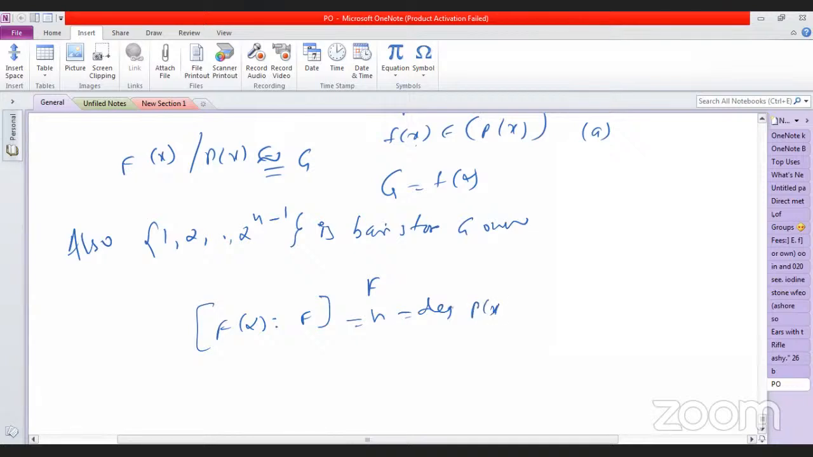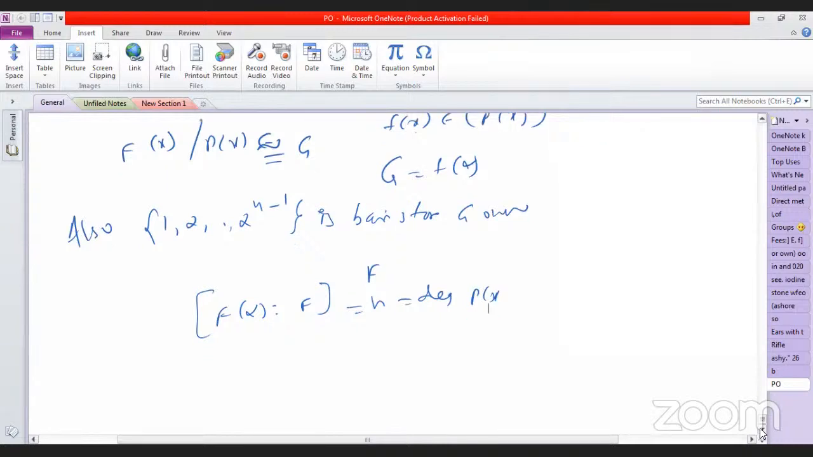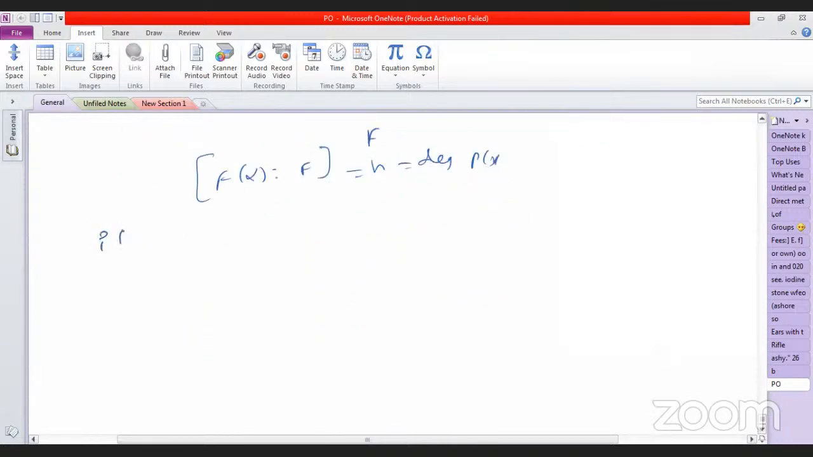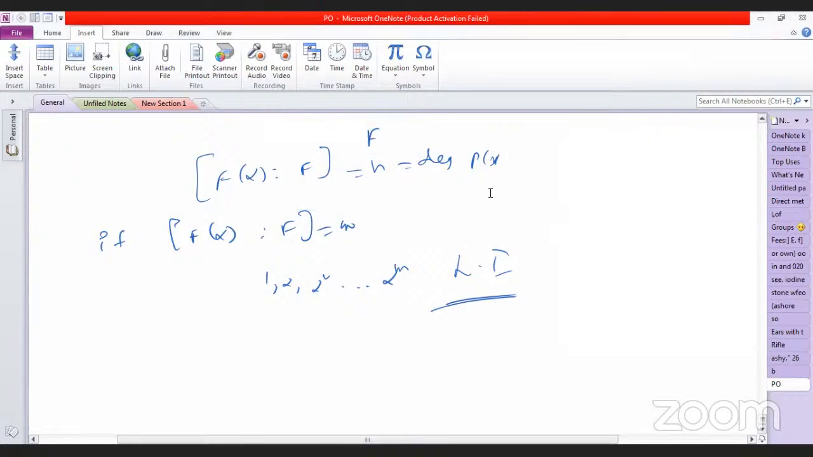So this is the statement, and conversely we can write here: if the degree of F of alpha over F is equal to m, then 1, alpha, alpha squared, and so on up to alpha to the power m must be linearly dependent. What is linearly independent? What is the meaning of that?